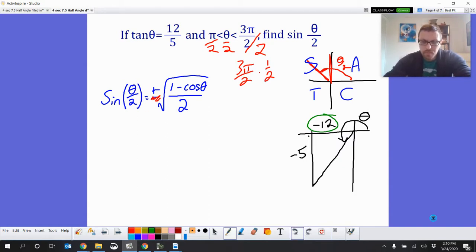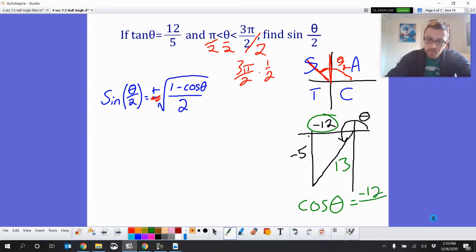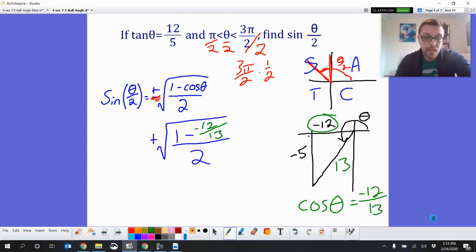12 squared plus 5 squared is 169. Hey, this turns out to be 13. I just did the Pythagorean theorem in my head. That's all I'm doing there. So cosine of whatever this angle happens to be, and notice I'm using the actual angle and not theta over 2, is going to be that adjacent, so negative 12 over 13. So we want to plug that into our formula. And now we've got cosine just plugged in there.